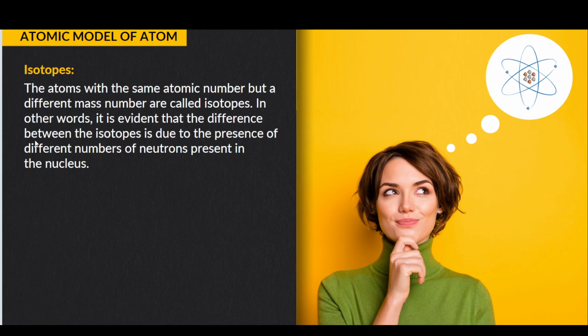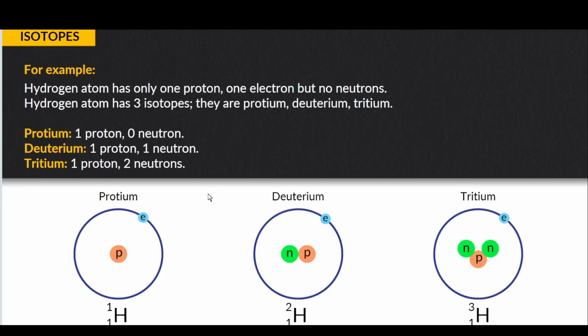So then isotopes. Atoms with the same atomic number but different mass number are called isotopes. In other words, it is evident that the difference between the isotopes is due to the presence of a different number of neutrons in the nucleus. For example, hydrogen has only one proton and one electron but no neutron. A hydrogen atom has three isotopes.